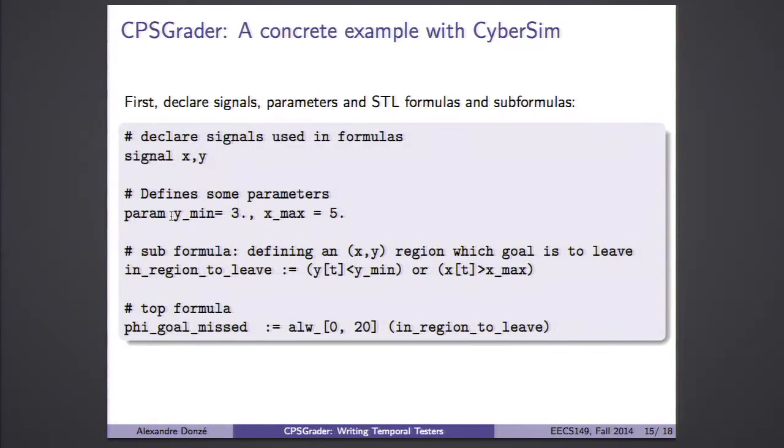Which means that when this is true, my robot is in the region that it has to leave. This is: y(t) smaller than Y min, or x(t) greater than X max, then I'm in the bad region. And the top formula, which will encode the goal is missed, is: always [0,20] in_region_to_leave. So basically what I'm saying here is I'm setting a goal. I'm encoding the assignment that my robot should leave a region in 20 seconds. Okay? So if this formula, always [0,20] in_region_to_leave, is true, it means that the robot failed.